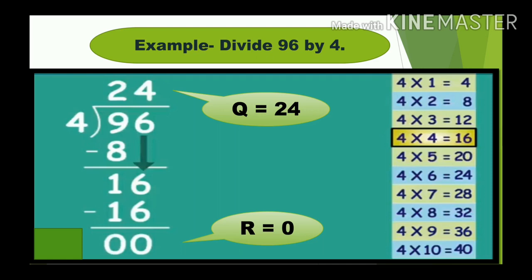Now we have to count again. So 4 times 4 we get 16. So here we'll write 16 downside of this 16, and we have to subtract again. After subtraction we get 0 as the remainder. So we can say 24 is the quotient or answer, as you can say, and 0 is the remainder.